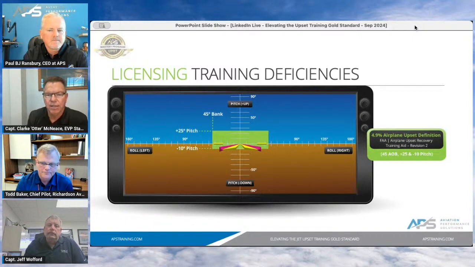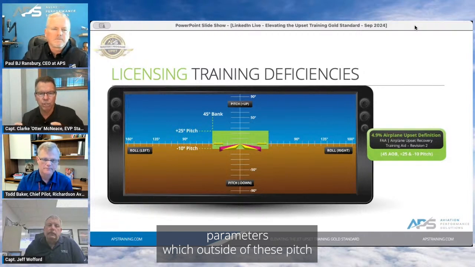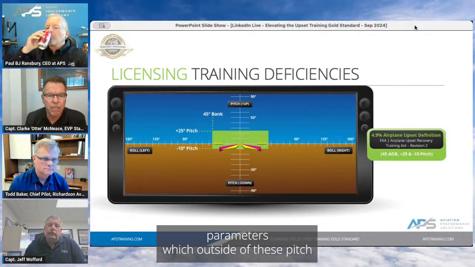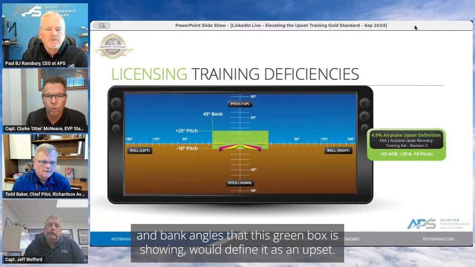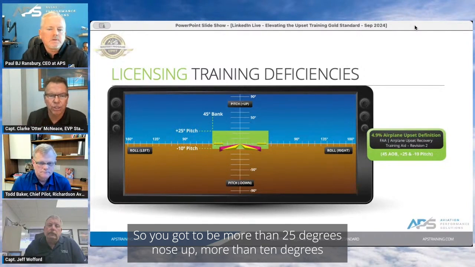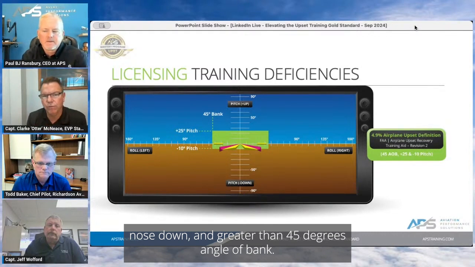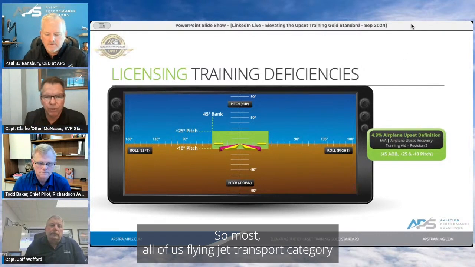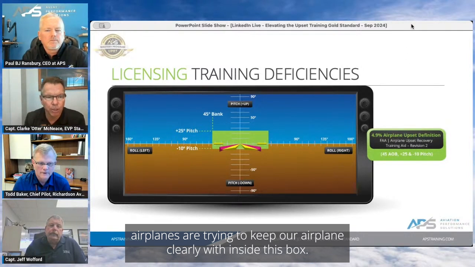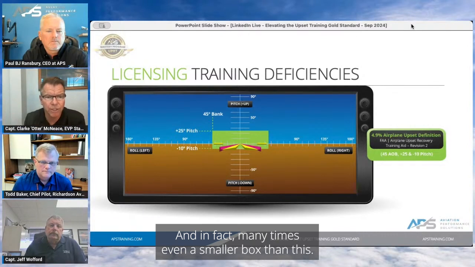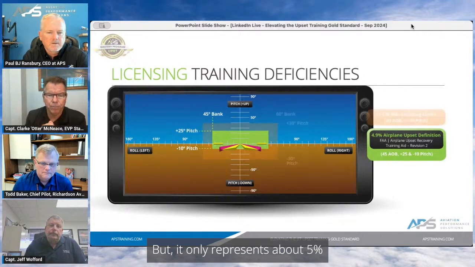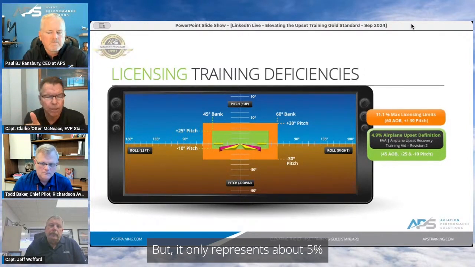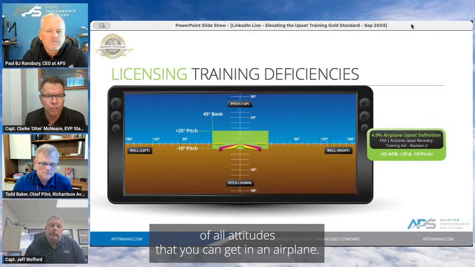the parameters which, outside of these pitch and bank angles that this green box is showing, would define it as an upset. You have to be more than 25 degrees nose up, more than 10 degrees nose down, or greater than 45 degrees angle of bank. Most all of us flying jet transport category airplanes are trying to keep our airplane clearly inside this box, and in fact many times even a smaller box than this. But it only represents about 5% of all attitudes that you can get in an airplane.